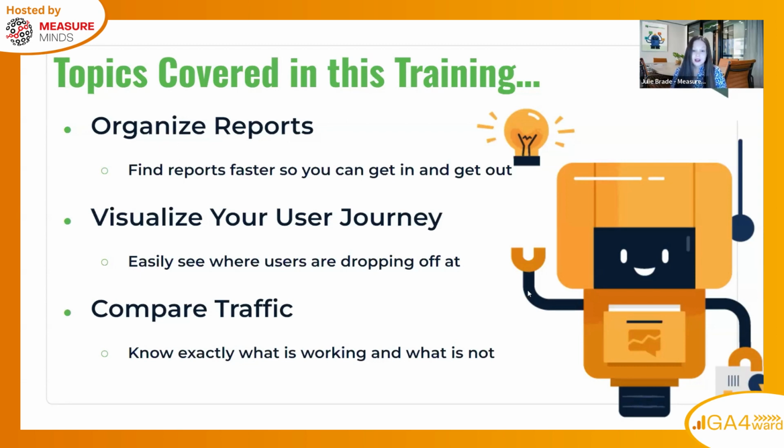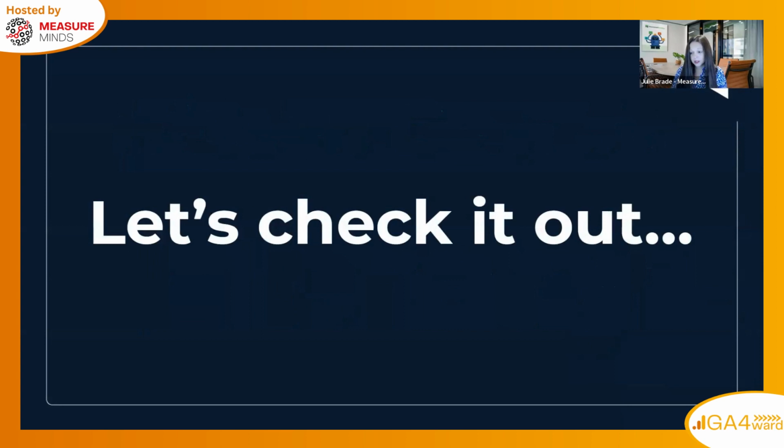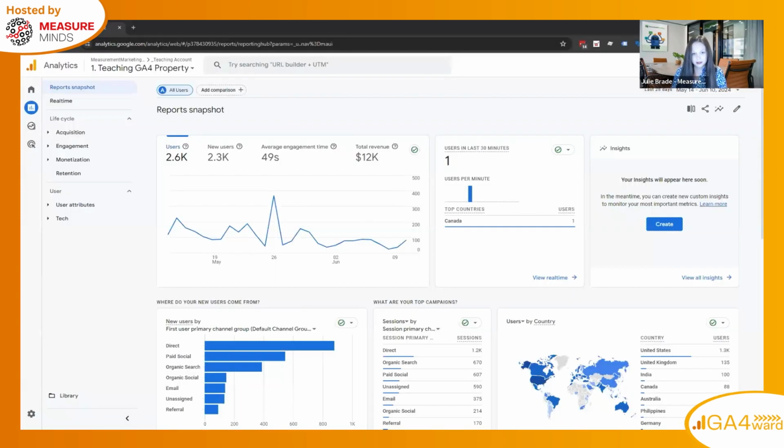All right. The very first one is something called the library. Let's go check it out and see what we're talking about when we say the library. You might be familiar with this screen. We are here inside of Google Analytics 4, inside of our teaching property. What we have here is the reports, and we just came to the report snapshot.